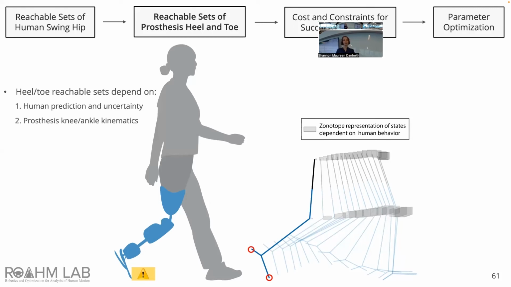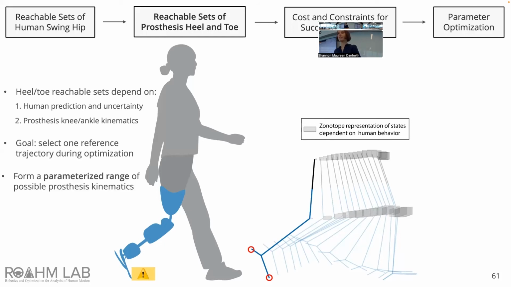So the heel and toe reachable sets depend on two things: the predicted human set and its uncertainty, and a range of possible prosthesis knee and ankle kinematics that we can choose during optimization. So our goal is, after trip occurs, to select one reference trajectory for the prosthesis from a range of possible behavior. And to do that, we form a parameterized range of possible prosthesis kinematics.